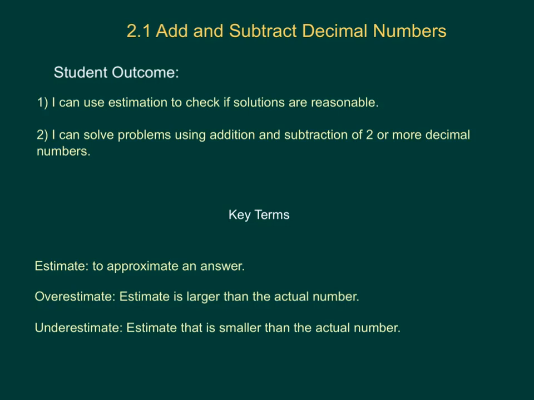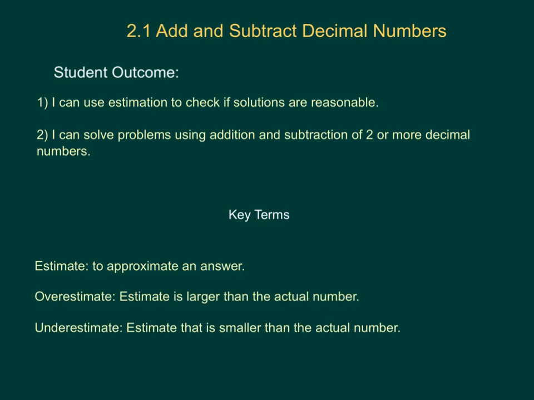A few key terms for today. Number 1, estimate. What an estimate is, is just to approximate an answer. Try to find what it's closest to, what it might be. Overestimate means that you're estimating larger than what the actual answer would be. And underestimate is estimating smaller than the actual number would be.